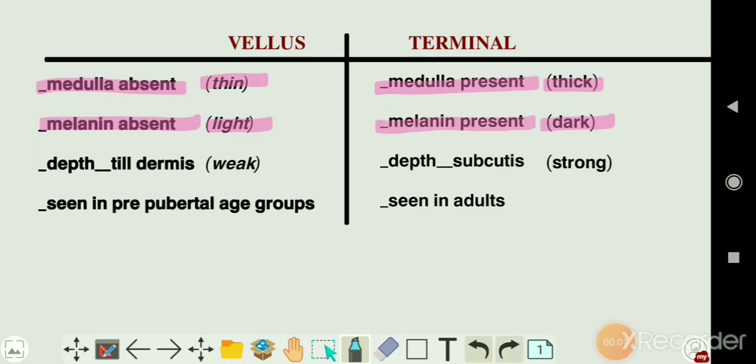If we see the depth of these two hair follicles, the depth of the villus hair follicle is till the dermis and the depth of the terminal hair follicle is till the subcutis, that is the hypodermis. It means the terminal hair follicle is deeper than the villus hair follicle. Therefore, the terminal hair follicle is strong and the villus hair follicle is weak. Villus hair follicle is seen in prepubertal age groups and terminal hair follicle is seen in adults.